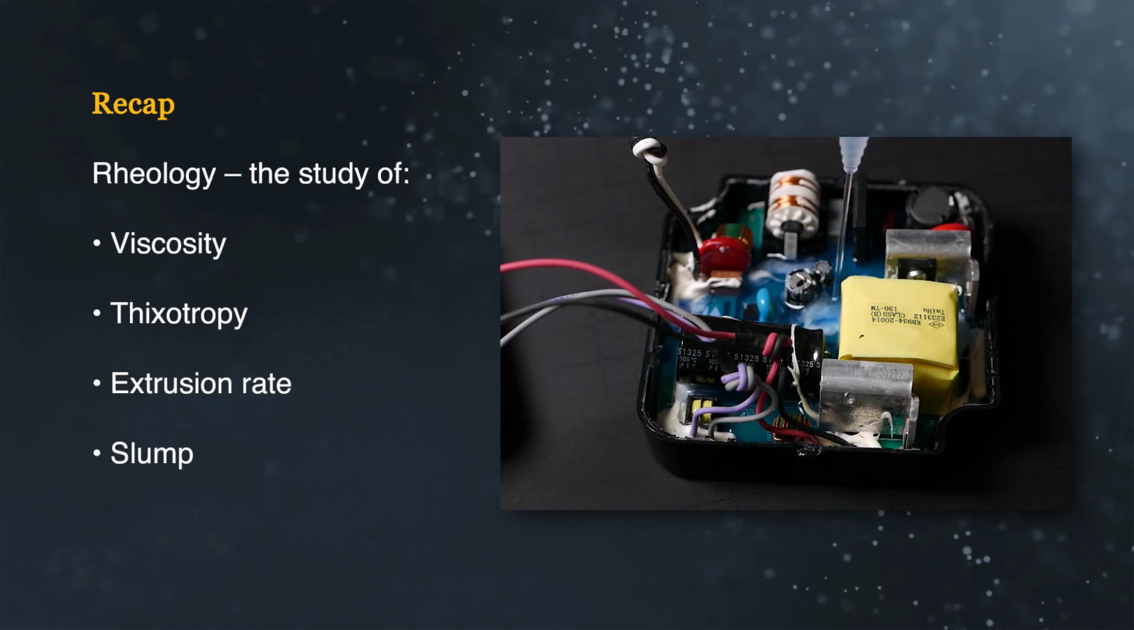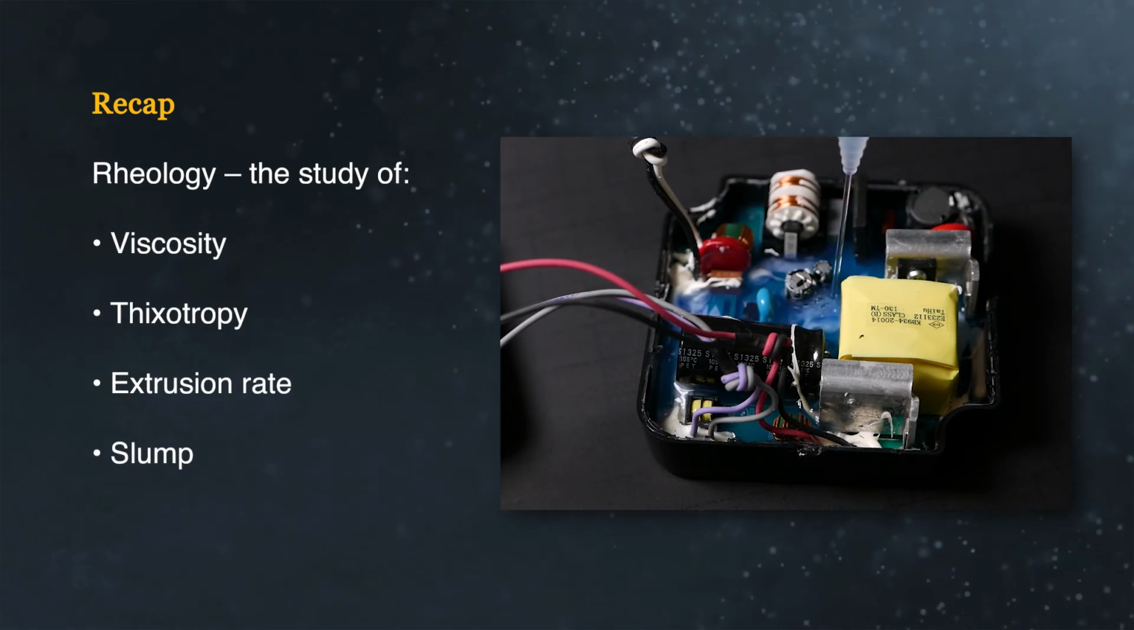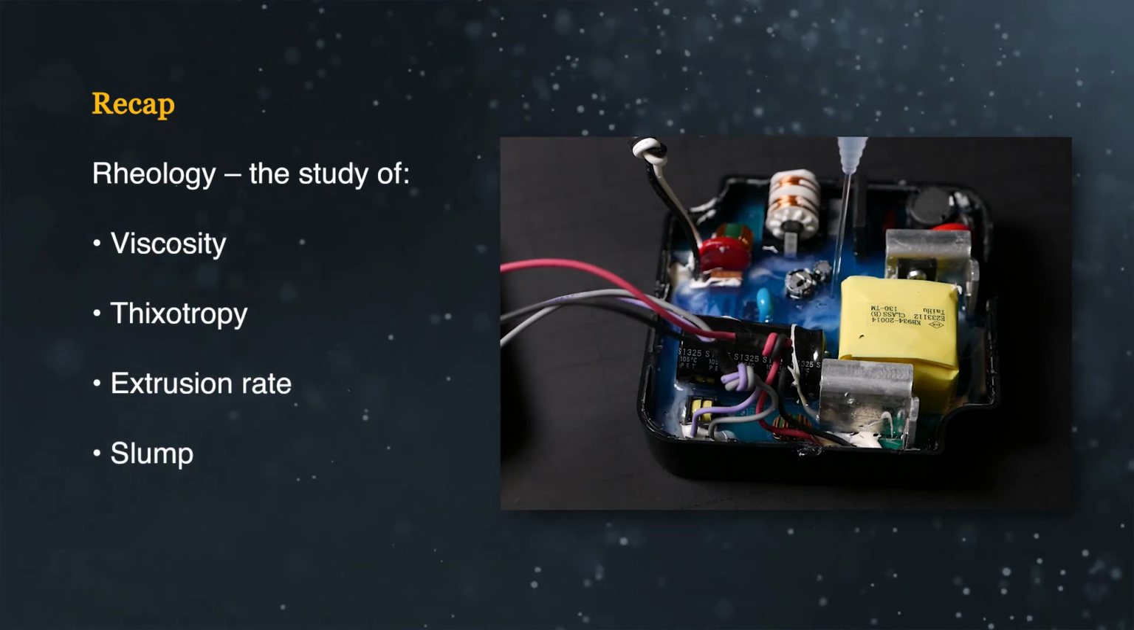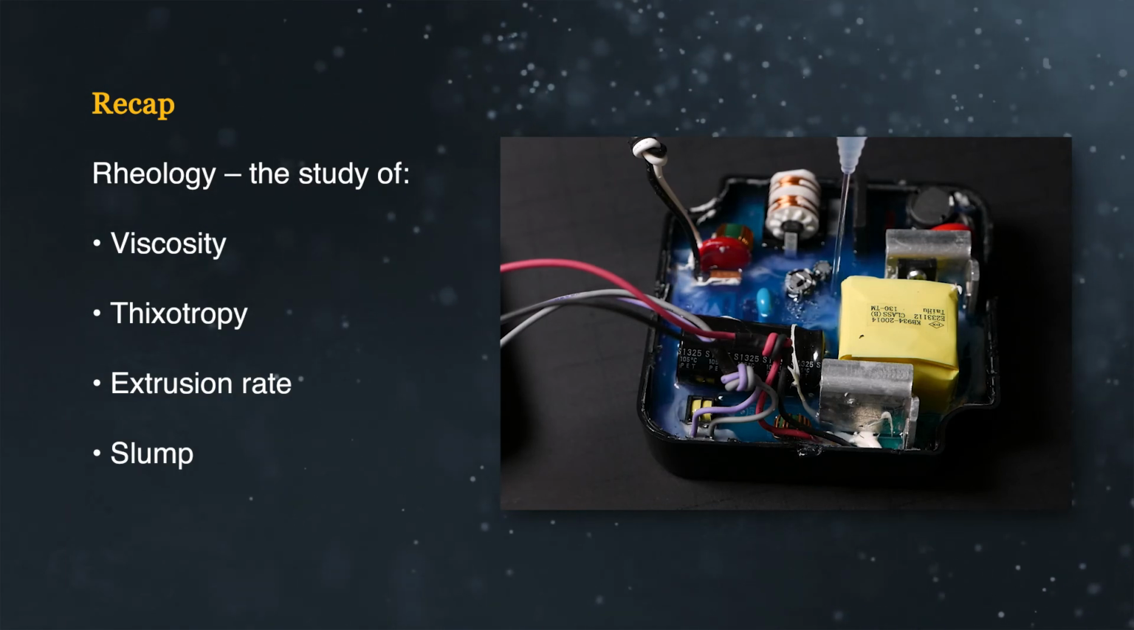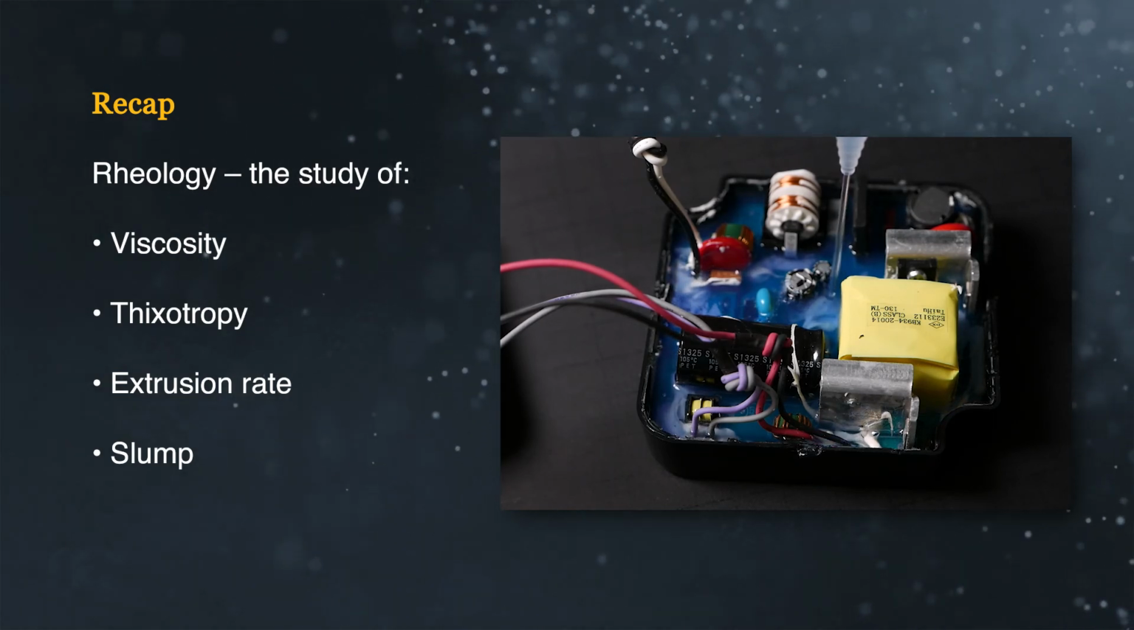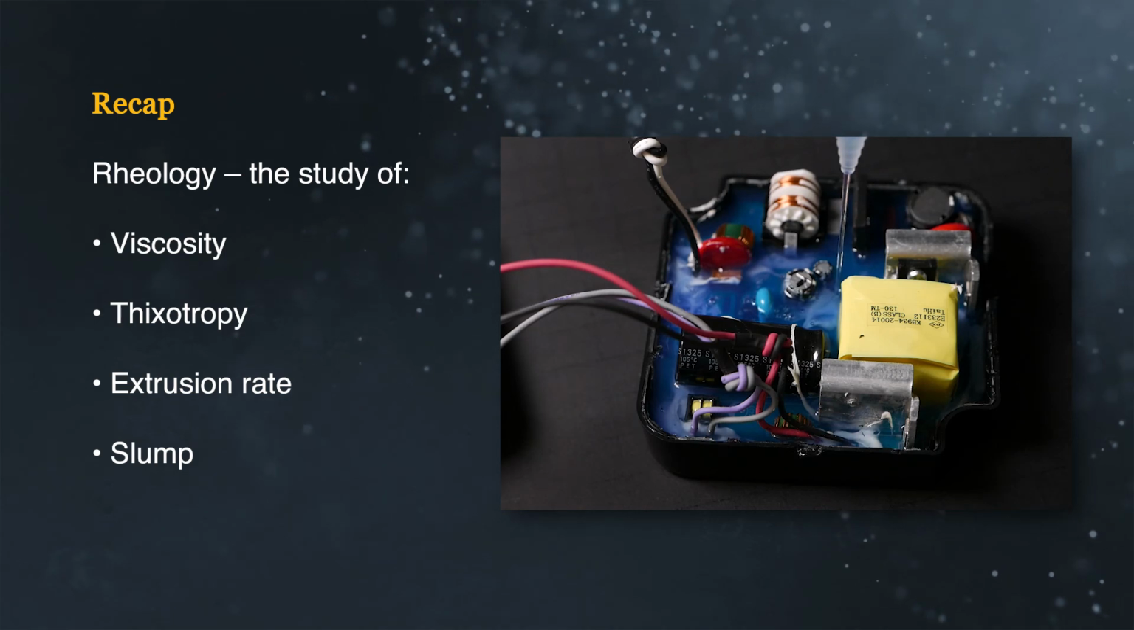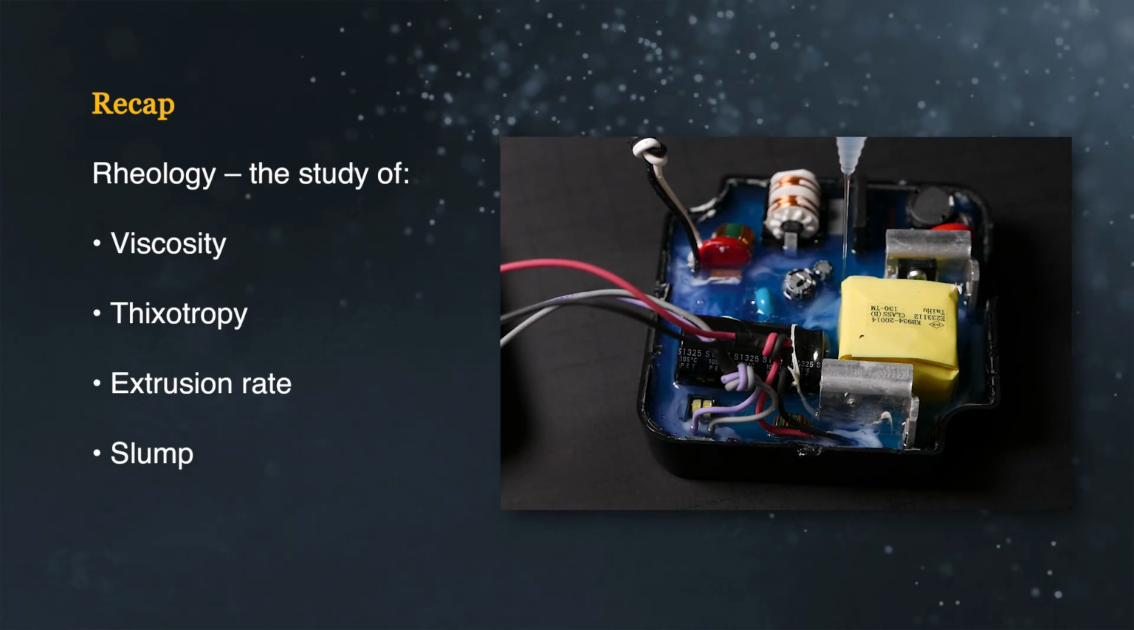We have discussed how viscosity, thixotropy, extrusion rate, and slump help to characterize how a material flows. These are easy to test and highly valuable in defining how products dispense across a wide range of applications.